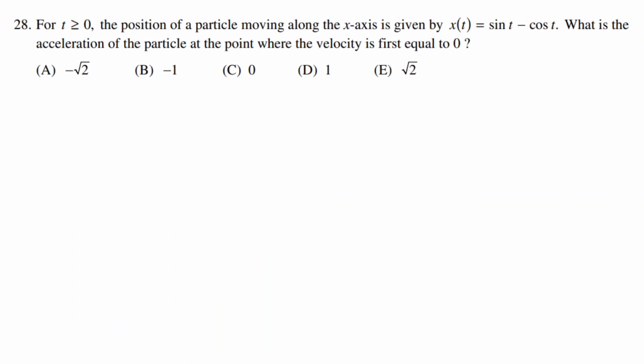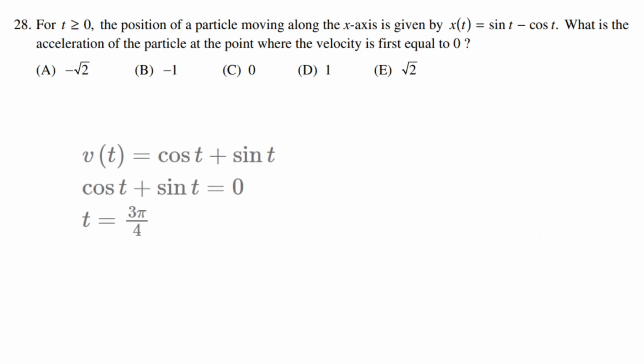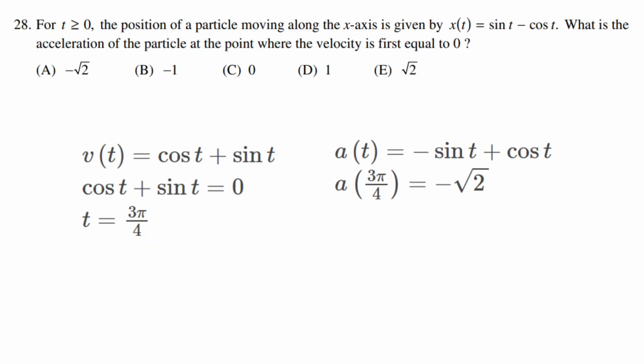The last problem. We find both the velocity and acceleration functions by deriving. V of t equals cosine t plus sine t. We set it equal to 0, and the first solution would be t equals 3 pi over 4. A of t equals -sin t plus cosine t. Plug in 3 pi over 4, and we get -√2. A. Alright, that was all the no calculator MCQs.